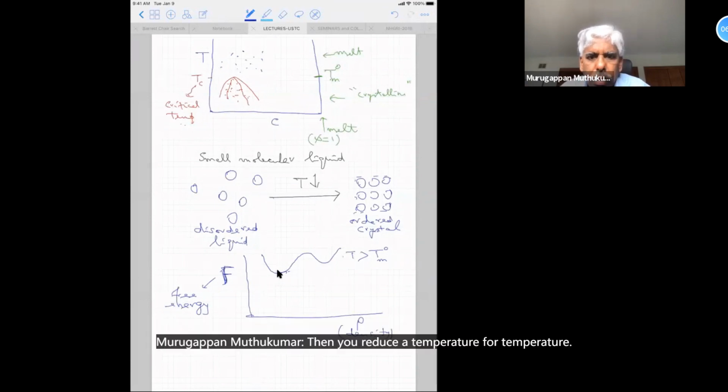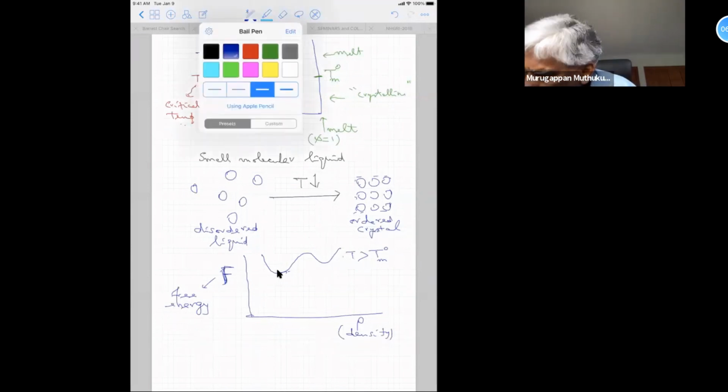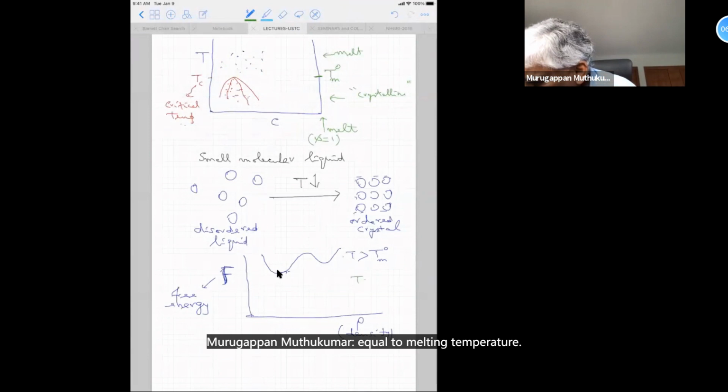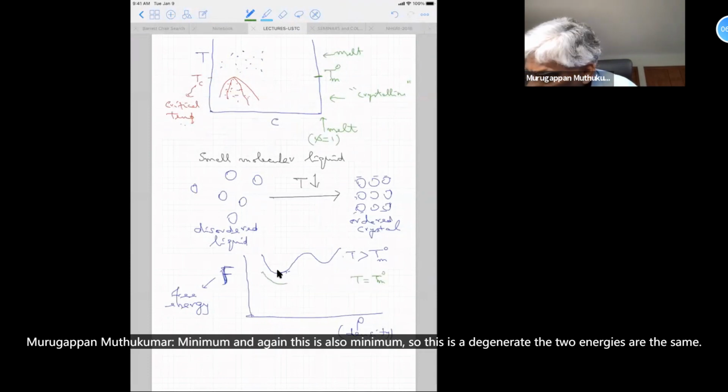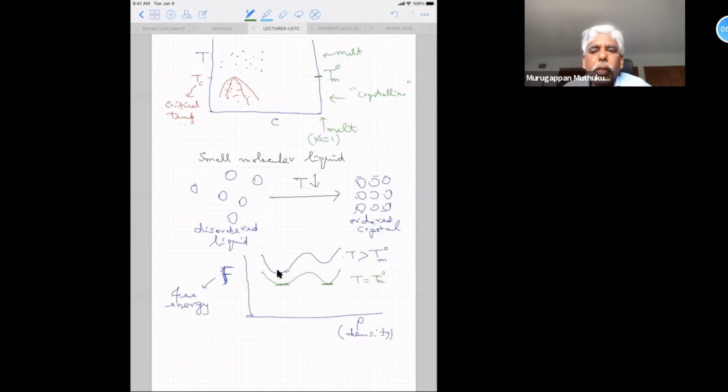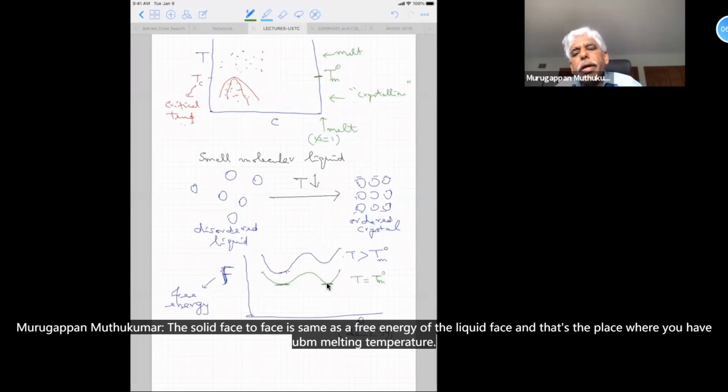But then you reduce the temperature. For temperature equal to the melting temperature, the curve would look like this. This is a minimum, and this is also a minimum. So this is degenerate. These two energies are the same. When the free energy of the solid phase, the crystal phase, is the same as the free energy of the liquid phase, that's the place where you have the equilibrium melting temperature.